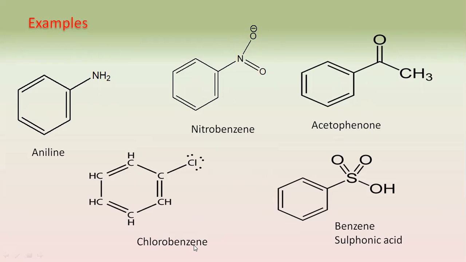Chlorobenzene. Now see, bromobenzene and chlorobenzene are the halobenzenes, okay, which contain a halogen as a functional group. This is the structure for benzene sulfonic acid, C6H5SO3H. It means the SO3H group is present on the benzene ring. So these are the examples of aromatic compounds.